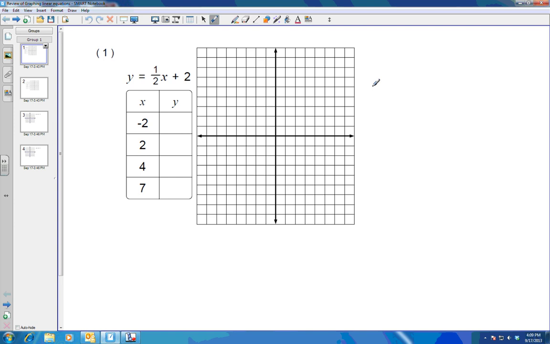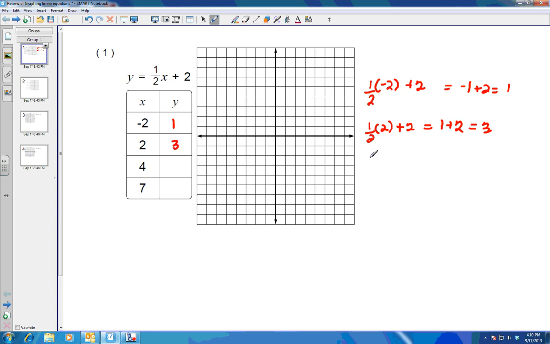So I'm going to work the problems over here. I have 1/2 times -2 plus 2. When I multiply 1/2 times -2, that's going to give me -1 plus 2, which is a positive 1. So my y value is 1 when my x value is -2. So now let's plug 2 in. I have 1/2 times 2 plus 2. 1/2 times 2 is 1, and I add 2 to that, I get 3.